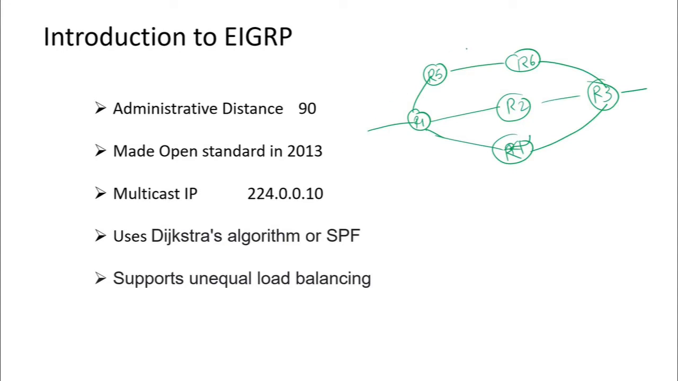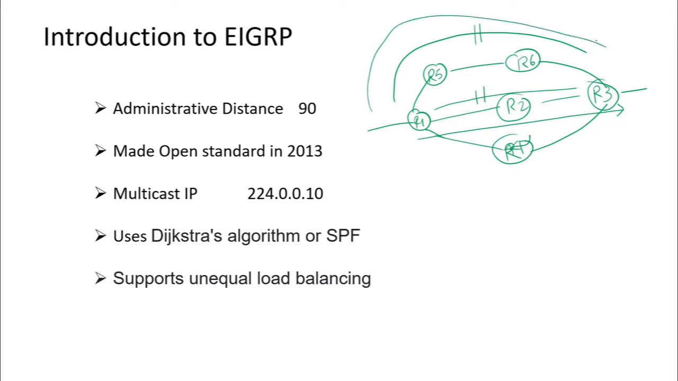They say that because of the cost of the links or certain conditions, this is the best path as well as this is also the best path. All the metrics and costs, whatever values we are seeing for the best path, are the same for this link as well as for this link. So in that case, 50% traffic is going from this path and the remaining 50% is going from the other path.